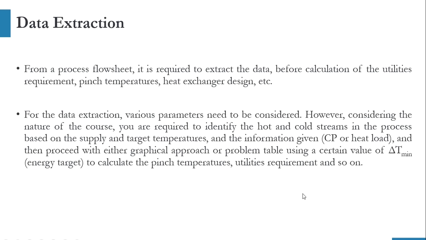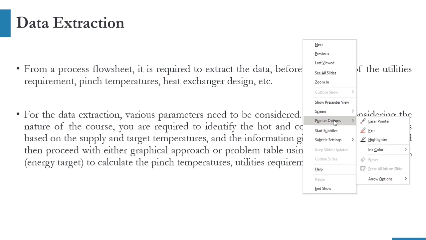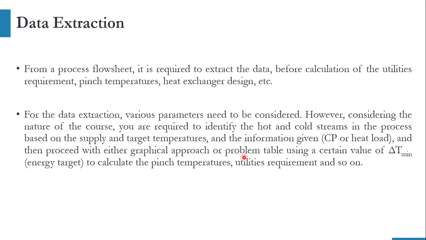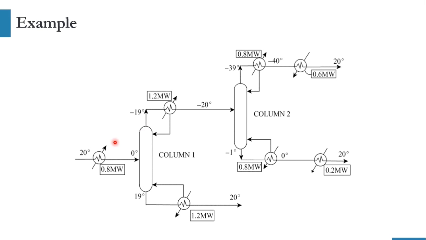Now coming next, data extraction, that is, how we can extract the data from a flow sheet. I will take you directly to this point. Now we have been given two distillation columns. This is the condenser duty, this is the reboiler duty, and stream temperatures and heat duties are already given over here. Now we can start from here, this point: if we have been given this flow sheet, how can we extract the data?